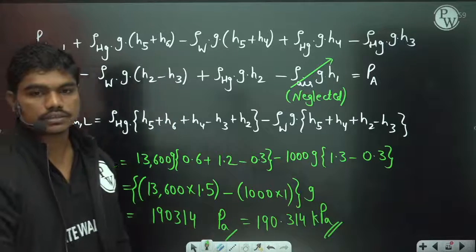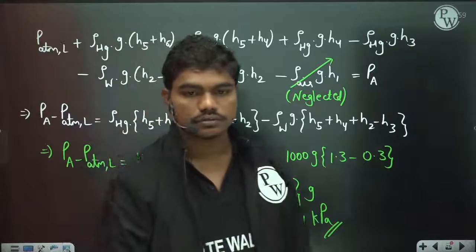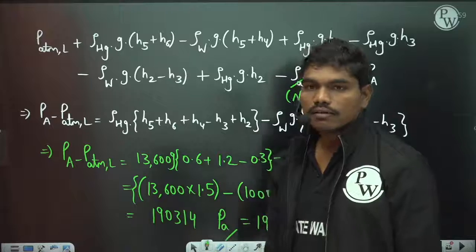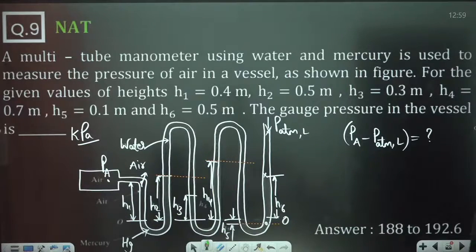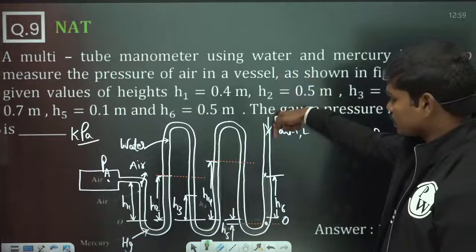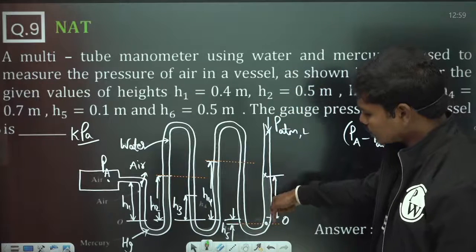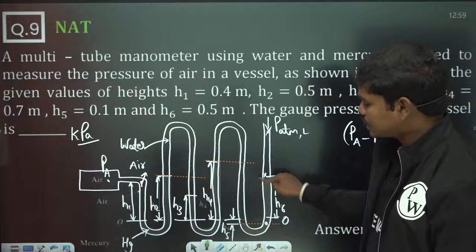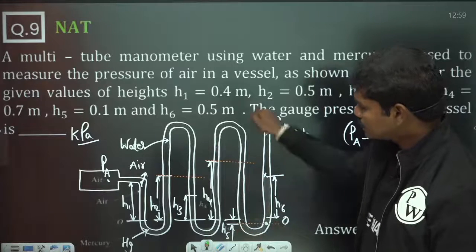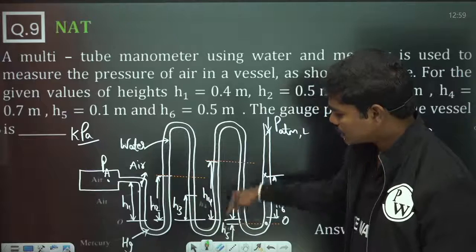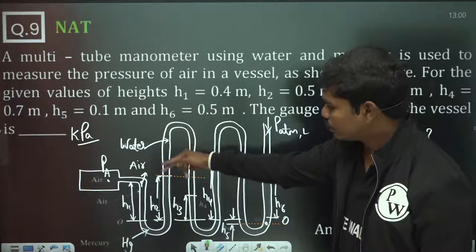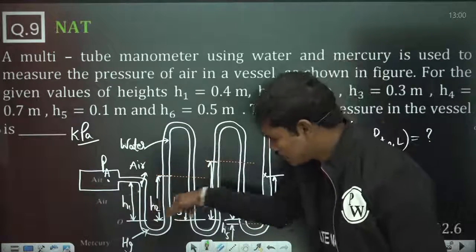190.314 kilopascals. Okay, fine. So this is 190.314 kilopascals, because you can see starting from this location, come towards this location. This is a straight manometer, so go for the lowest interface. Again, this is an inverted tube manometer, go for the highest interface. Again, this is a normal manometer, so come for the lowest interface. Inverted tube, go for highest. Normal tube, go for lowest.